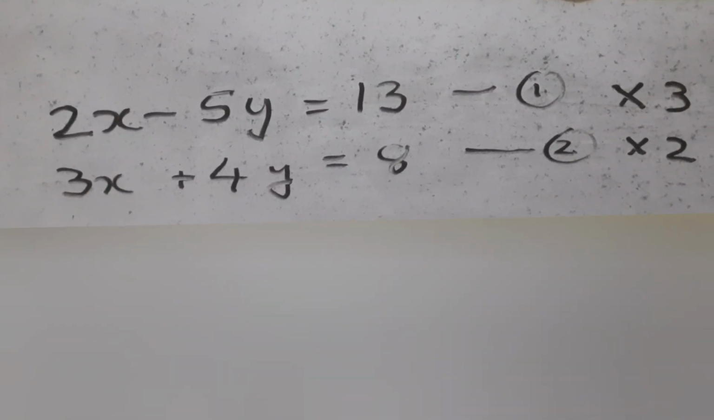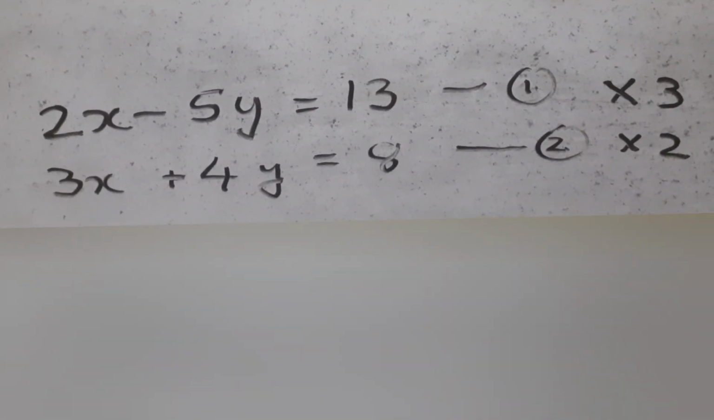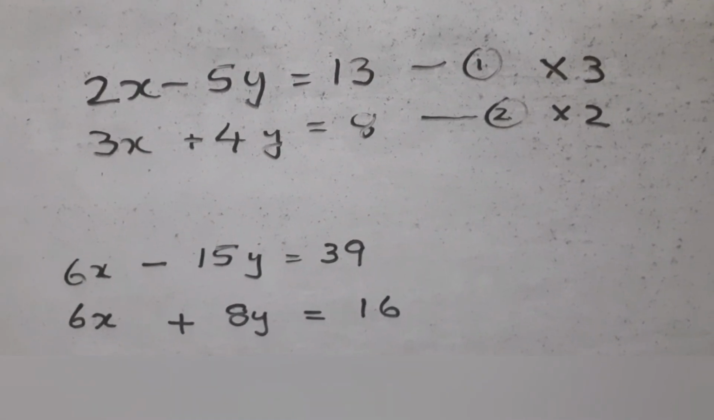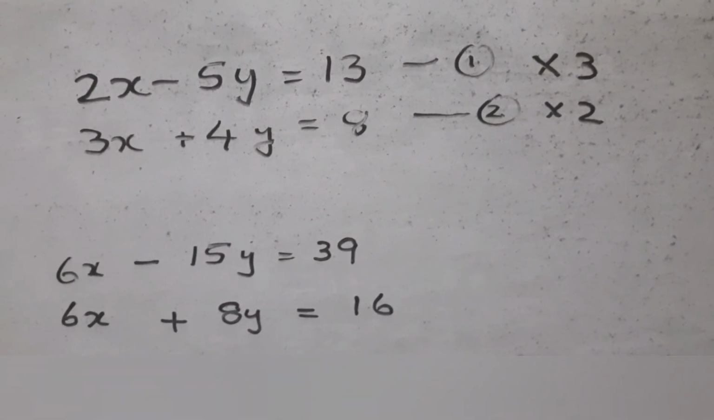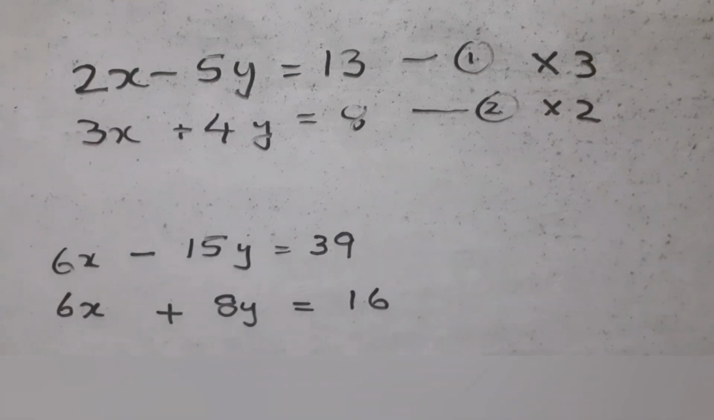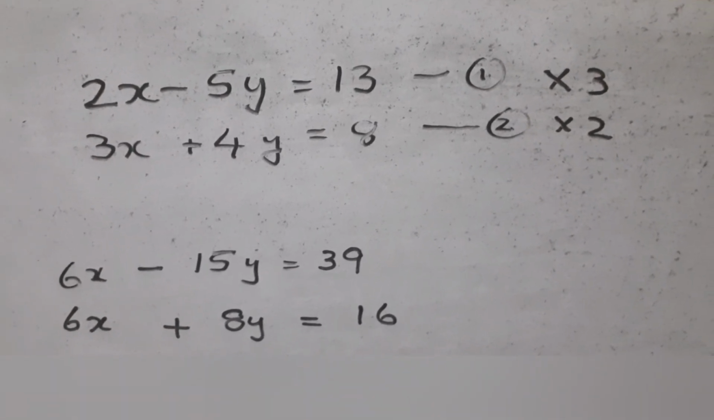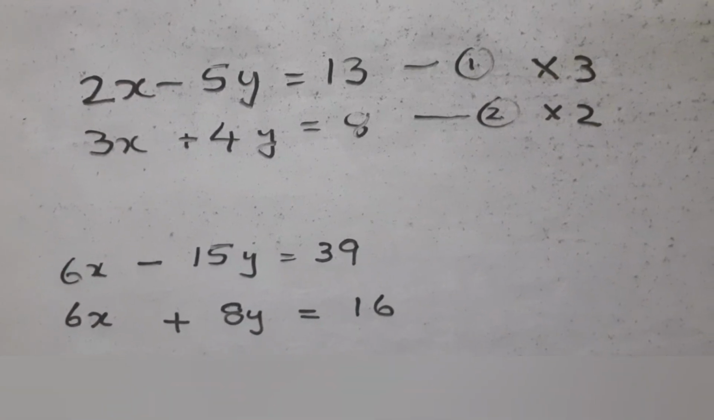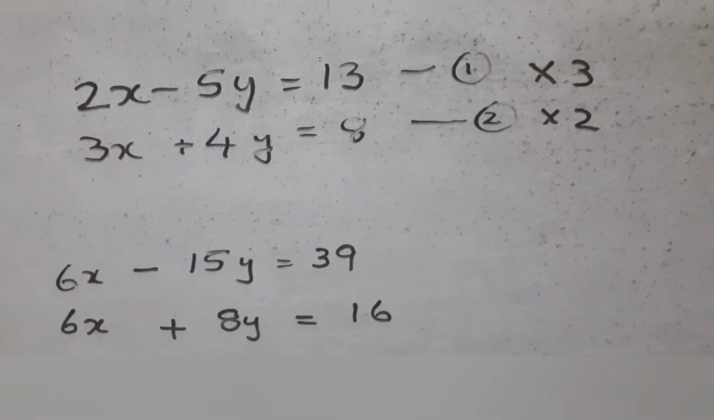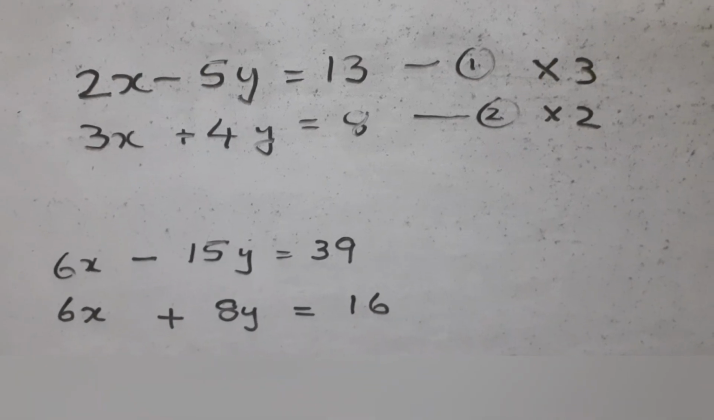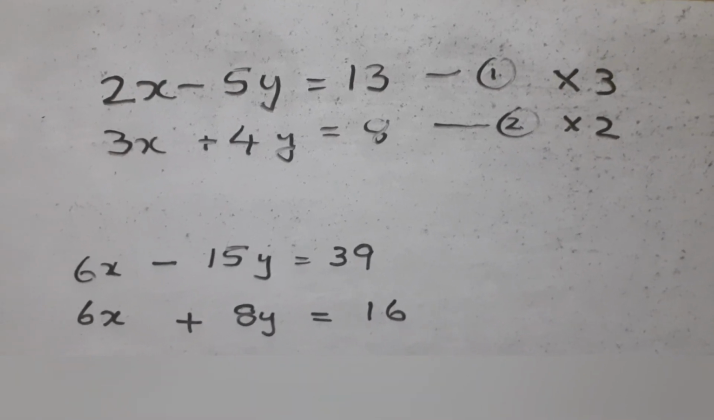2. Multiply both the left side and the right side of the first equation with 3, so we get 6x minus 15y equal to 39. Multiply both sides of the second equation with 2. We get 6x plus 8y equal to 16. The two new equations, the coefficients of x are of the same sign, so we subtract the new equations to eliminate x.